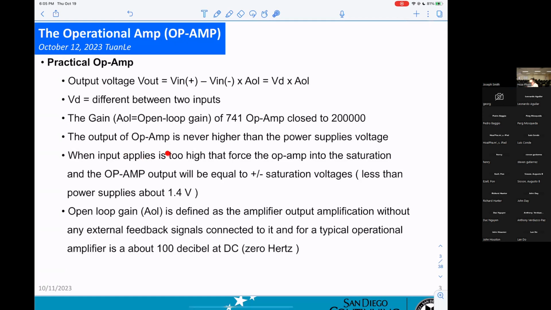When the input applied is too high, that forces the op amp into saturation. Sometimes you see a gain of 200,000. If you try to apply 1 volt, the output would be 200,000 volts. That cannot happen. So that's why they say when the input applied is too high, the op amp is forced into what we call saturation.